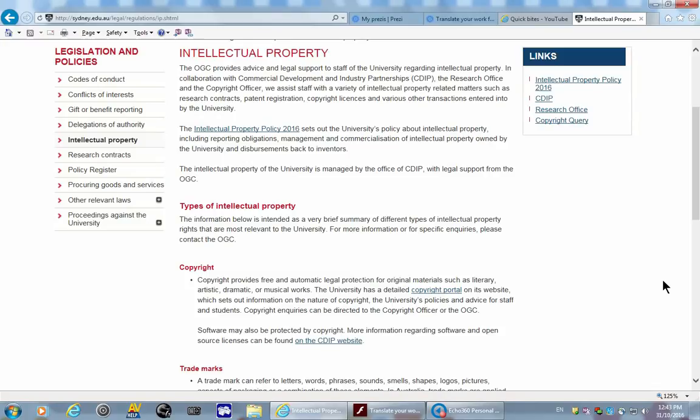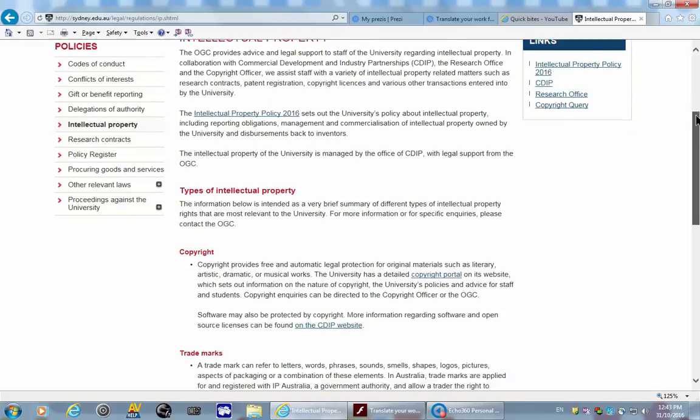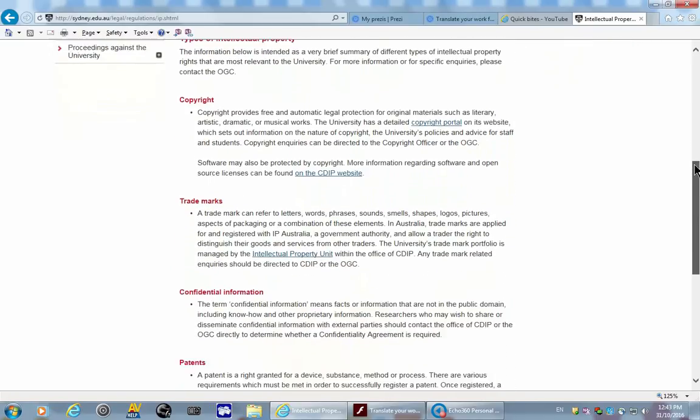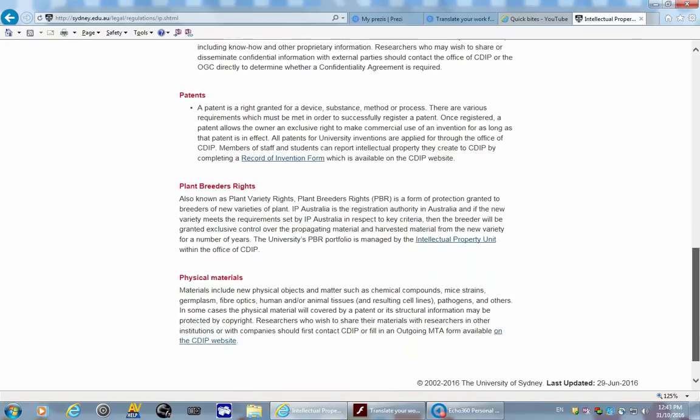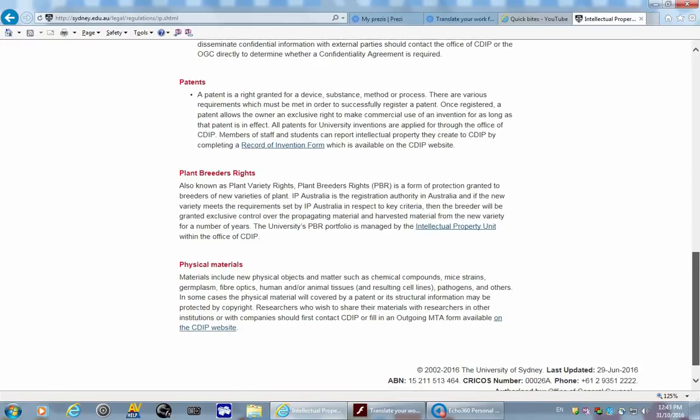I can't give a concrete example, I suppose, because intellectual property is enormous. But you can see up here there are different types of intellectual property. So I would just recommend that you check out copyright, trademarks, confidential information, then you see patents, plant breeders' rights is pretty specific.